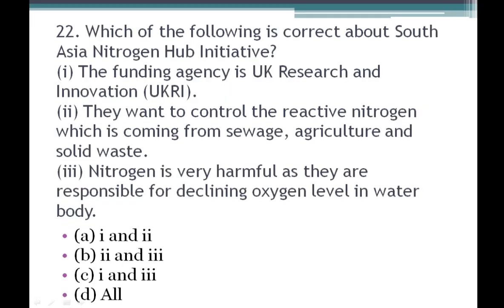Question number 22. Which of the following is correct about South Asia Nitrogen Hub Initiative? Number 1. The funding agency is UK Research and Innovation. Number 2. They want to control the reactive nitrogen which is coming from sewage, agriculture and solid waste. Number 3. Nitrogen is very harmful as it is responsible for declining oxygen level in water bodies. So the correct option is option A, that is 1 and 2 only. Statement 3 is incorrect because it is not nitrogen which is very harmful. It is nitrates which are harmful.